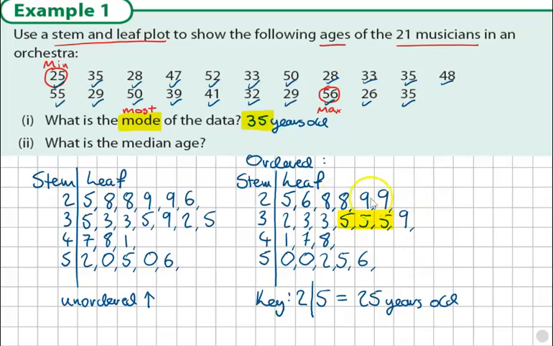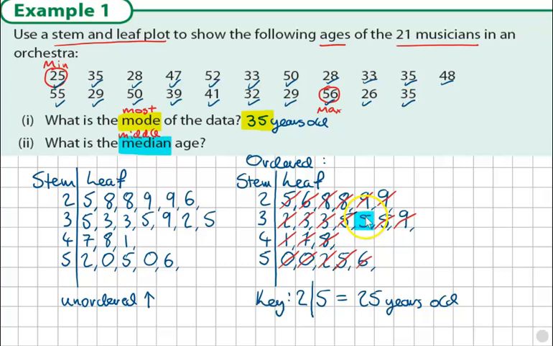So we want to find the middle value. So if I cross off the first and last, so that 5 there represents 25, and that 6 represents 56. If I cross off the first and last, and then the next first and last, and so on, repeating this until I am then left with the median.